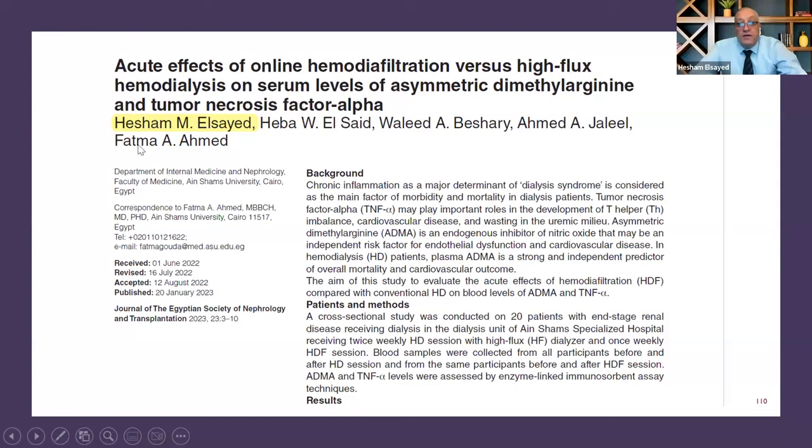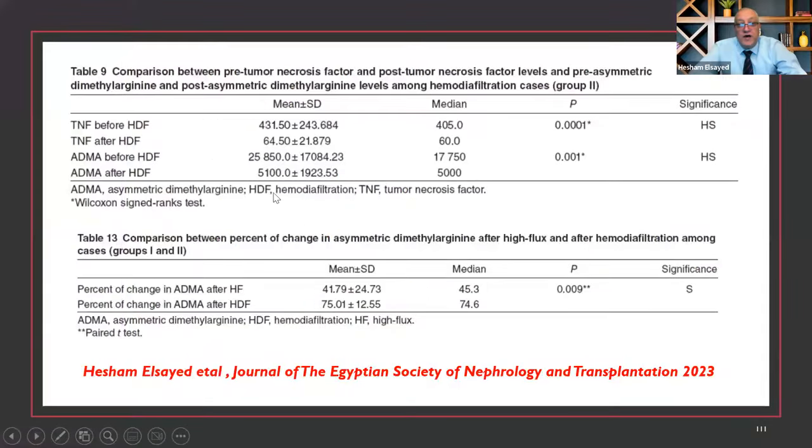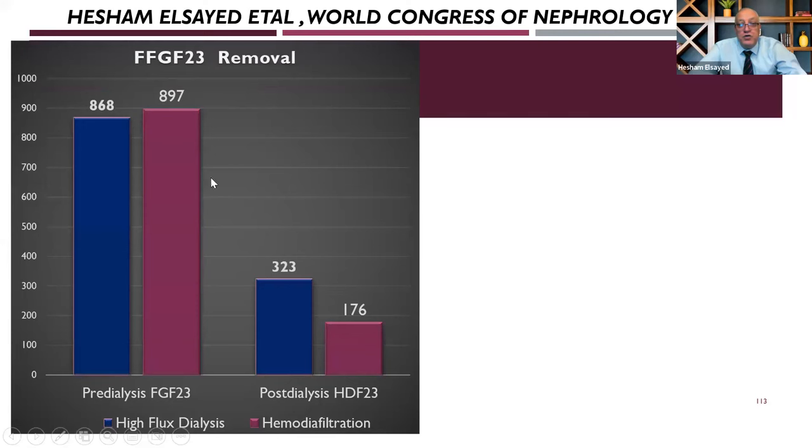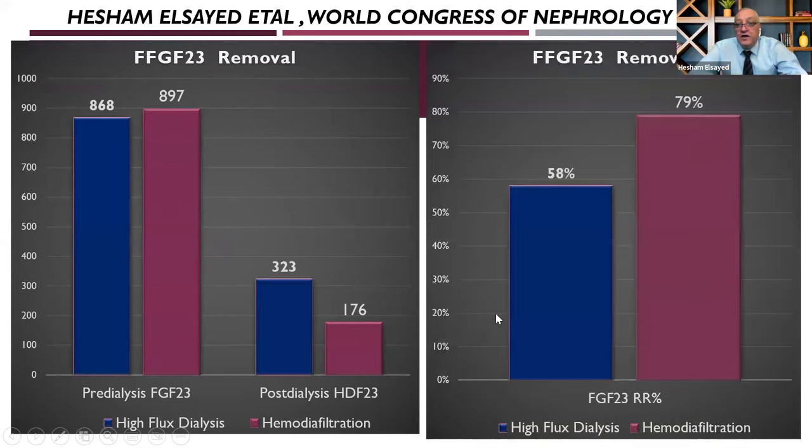We also recently published hemodialysis against hemodiafiltration for asymmetric dimethylarginine and tumor necrosis factor. We found that the removal rate of asymmetric dimethylarginine and TNF is greater in hemodiafiltration than in high flux. Although it could be achieved in both, the greater achievement and reduction ratio are with hemodiafiltration. Last year, also about FGF23 and cardiovascular calcification, we found that in hemodiafiltration we can achieve removal of even very large molecules like FGF23 compared with high flux. It's better in hemodiafiltration for sure, and the reduction ratio could reach a very critical and important level with good substitution fluid for the hemodiafiltration dose.